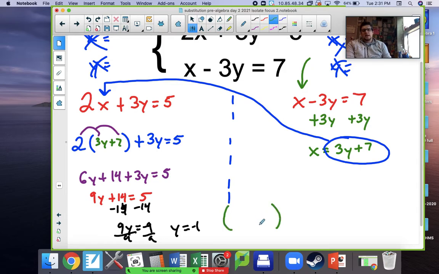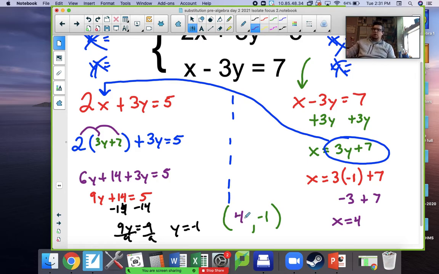That's still just half of an answer. Negative 1. We're going to take what we just found, jump back to our first problem, and where we have y, we're going to replace it with that negative 1. 3 times negative 1 is negative 3. Negative 3 plus 7, and x is 4.